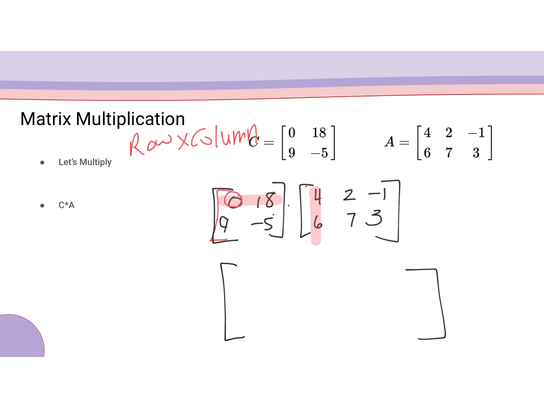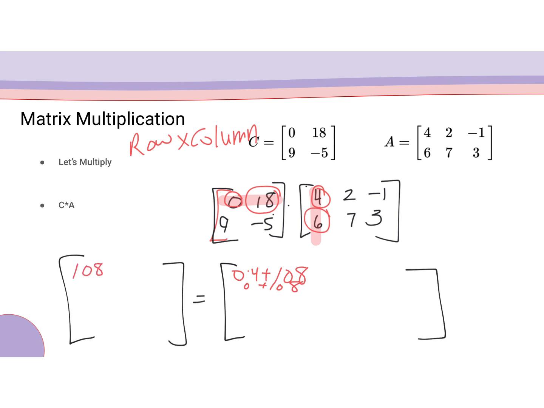So 0 is the first term, 4 is the first term. So I'm going to go 0 times 4, and then I'm going to add the next part, 18 times 6. Let me make sure I have the right number here. So I'm going to do this operation. 0 times 4 is 0, plus 108. That is going to be the first entry into my new matrix.